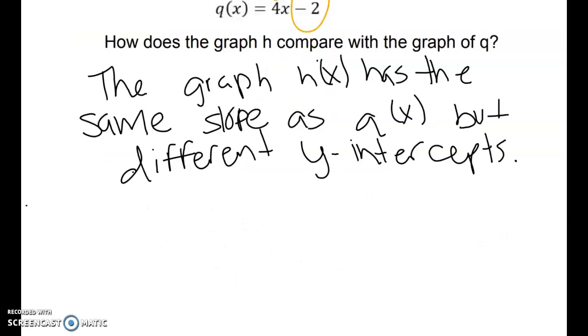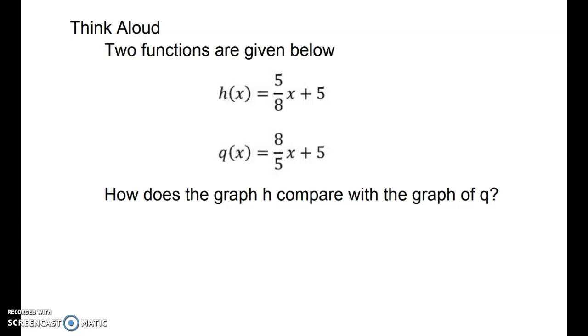We're going to look at one more. Let's take a look at this one. I first want to note what is different. I automatically see that my slopes are different. On h of x, I have 5/8, and on q of x, I have 8/5. I want you to be very careful because I know fractions kind of scare some of us. If that is the case, you can convert these into decimals if you wish, so you could compare which one has a greater value. Because remember, if it has a greater value, we know it's going to be steeper.